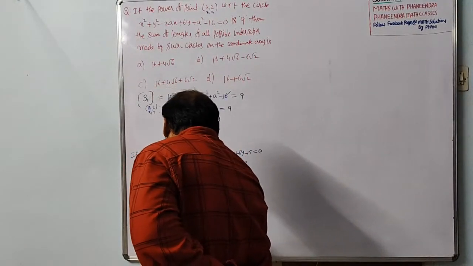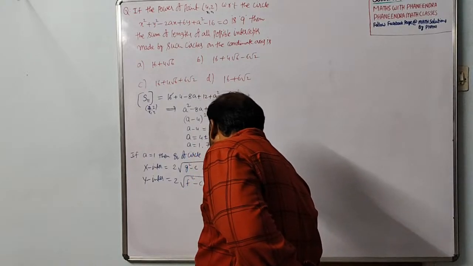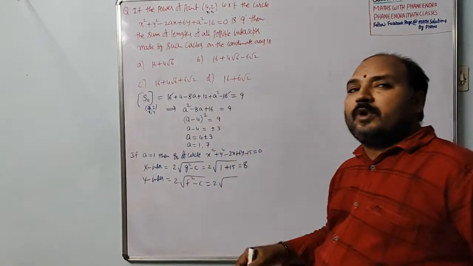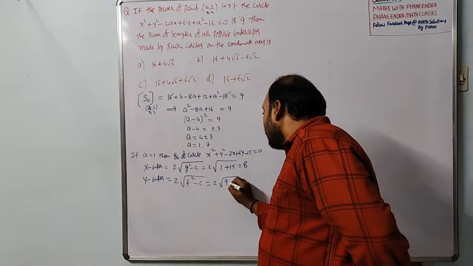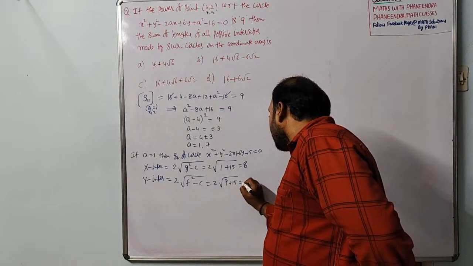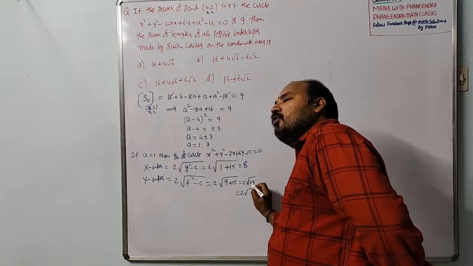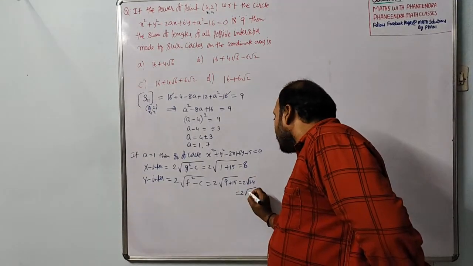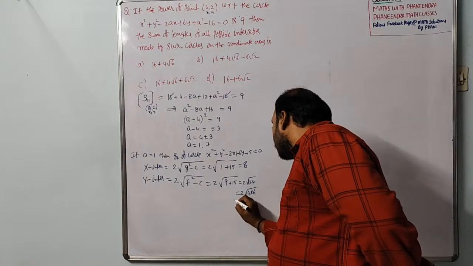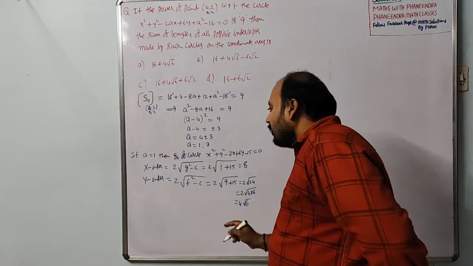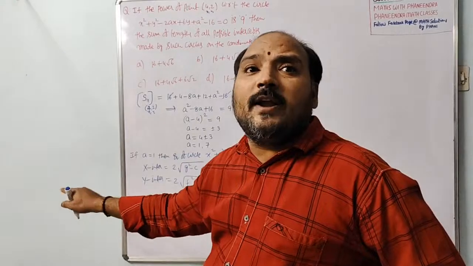The y-intercept length is 2 root over f square minus c. So 2 root over f square means 3 square, 9, minus of minus 15, plus 15, 2 root 24. That is equal to 2 root of 4 into 6, 4 brought outside, so 4 root 6. This is in the case of a equal to 1 only, dear students.